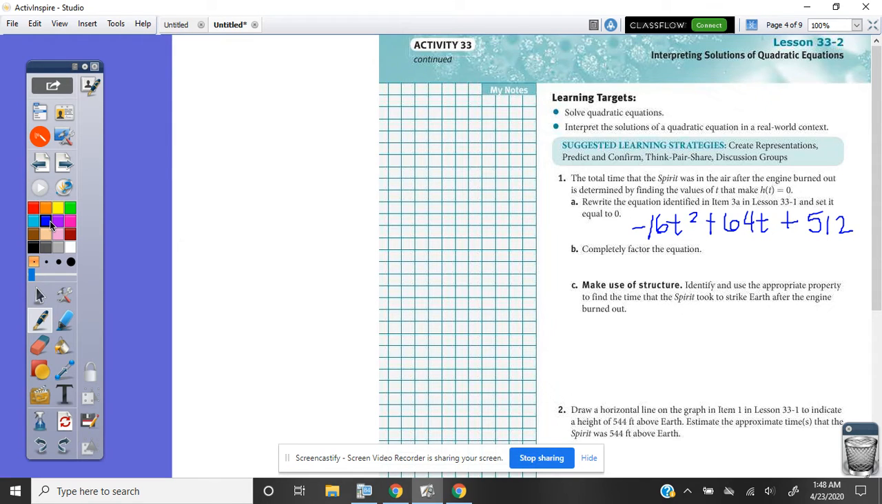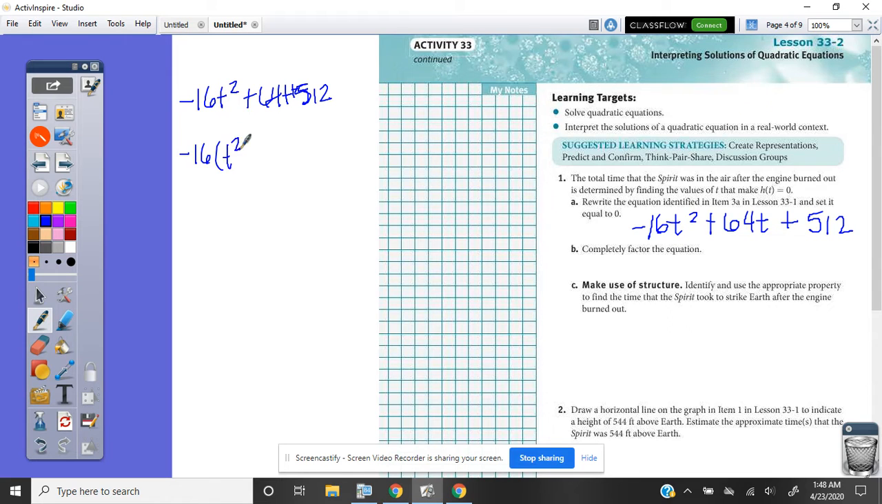So if we're going to completely factor this, we have negative 16t squared plus 64t plus 512. All right, so the first thing we want to do is find a common factor. So what can I factor from 16, 64, and 512? I can factor out a negative 16. So this is just a GCF. So I'm going to factor that negative because I'd rather my first term always have a positive value.